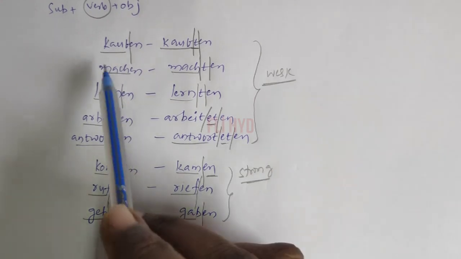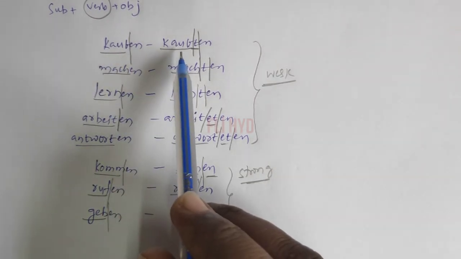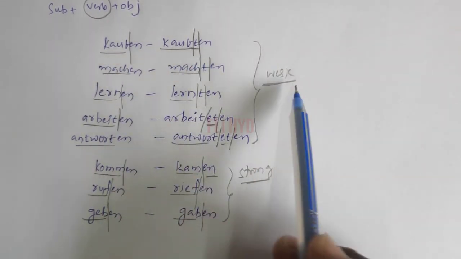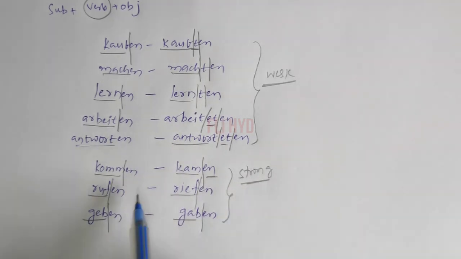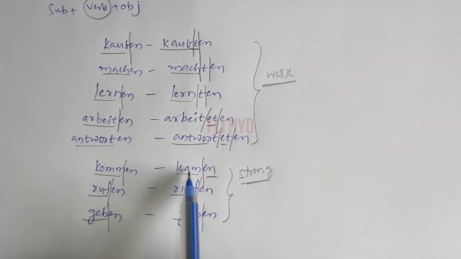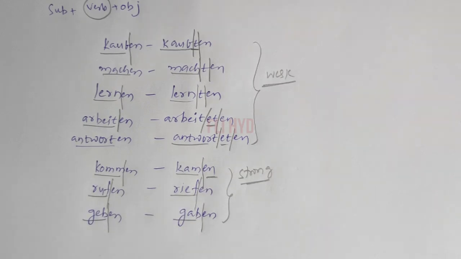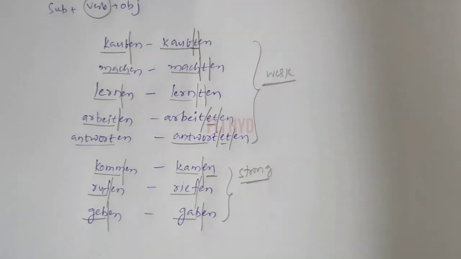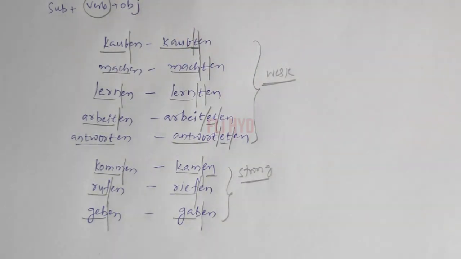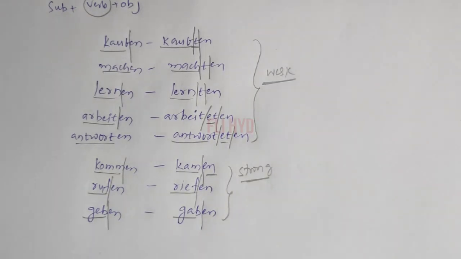If the stem doesn't change in the past tense and it takes a t, it's a weak verb. And if the stem changes completely and there is no t, then it is a strong verb. Then how do I know which verb is weak or which verb is strong? That we don't know, that we have to learn by heart. Like how we learn in English: like, liked; jump, jumped; walk, walked; go, went, gone; come, came, come; eat, ate, eaten.